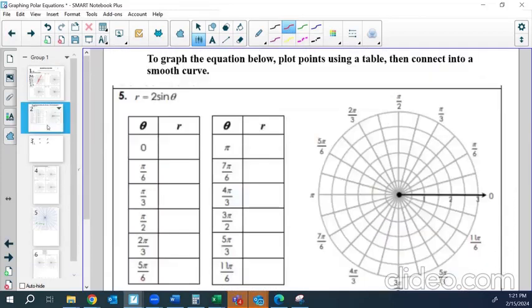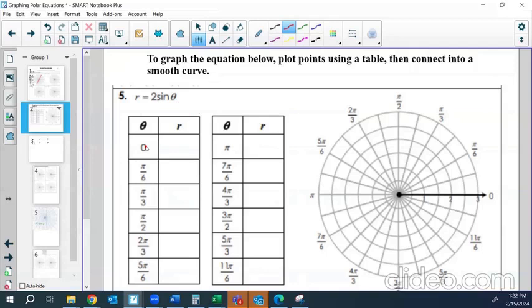Let's look at number 5. R equals 2 sine theta. What does that look like? I gave you a blank sheet of paper, you can follow along with this. What we're going to do again is graph this with all the angles we can use. I'm going to do a few of the angles, and I'll have you do the rest. So when the angle is this, like your X and Y, this is my input. I want to find my output.